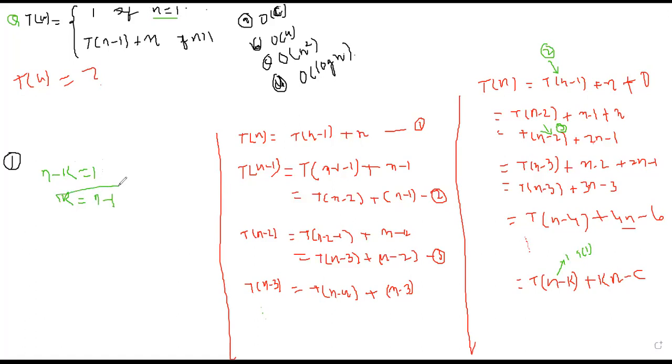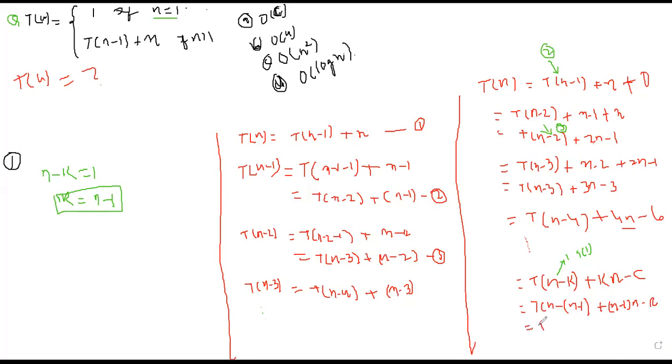Okay, we found the value of k in terms of n. So now replace this k value here. So it will be T(n-(n-1)), plus I replace the value of k here: n-1 into n minus c.